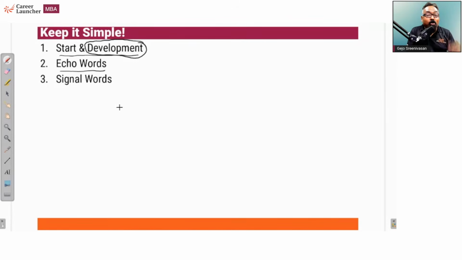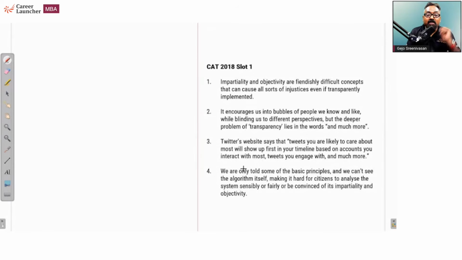Echo words, I already talked about what echo words are. Signal words, these. However, for example, all these are signal words, but some of the signal words will be missing. But we look at these 3 things. Okay, let's look at a few examples. Let's take CAT 2018 slot number 1. Let's do this together.